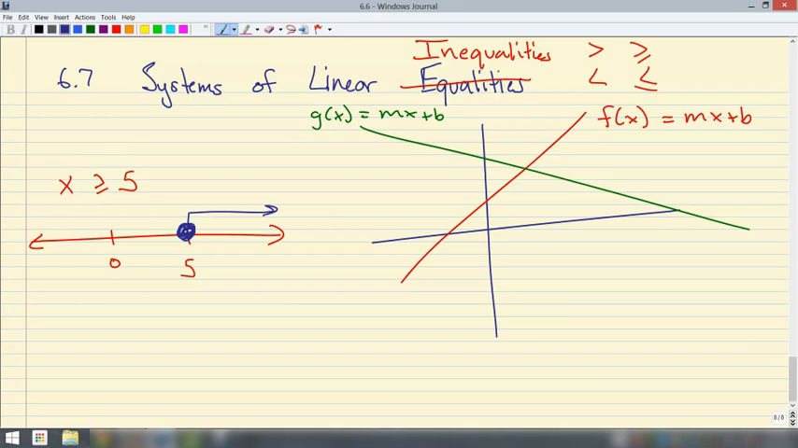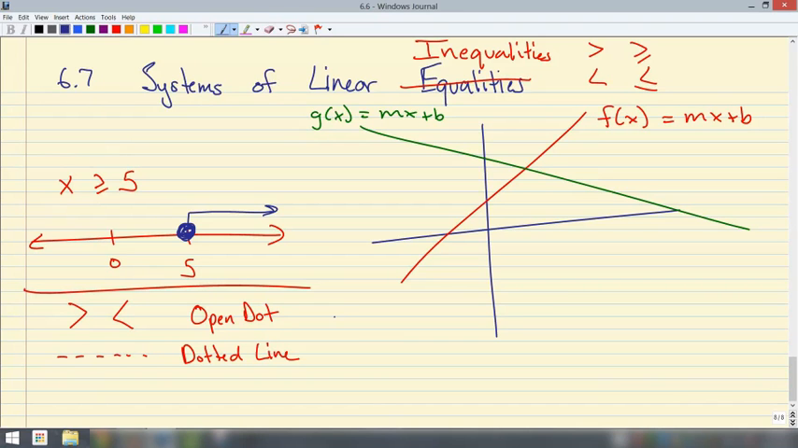Now what we're going to do is take this idea, and instead of doing it on a one-dimensional line, we're going to do it on a two-dimensional plane. There are two things we need to talk about. First of all is the sign. If you have greater than or less than, in the one-dimensional world that was an open dot. In the two-dimensional world, this is a dotted line. On the other hand, if you have greater than or equal to, less than or equal to, that was a closed dot. This is represented by a solid line.